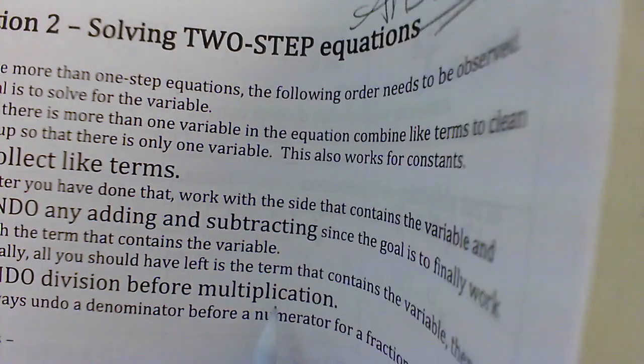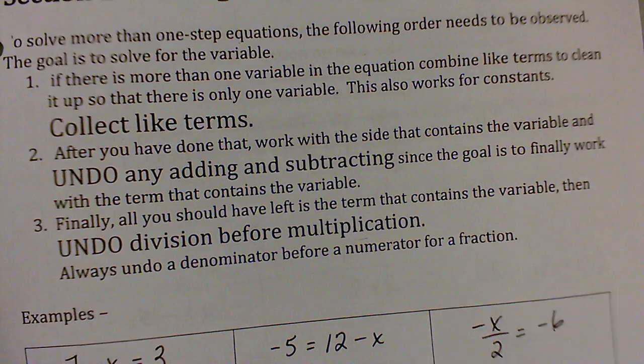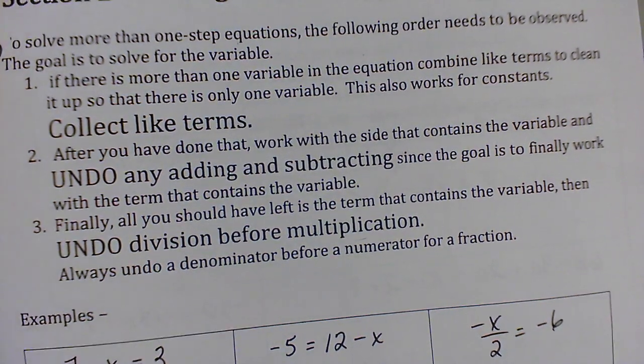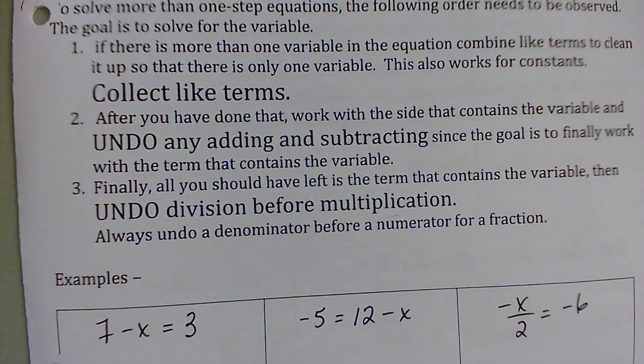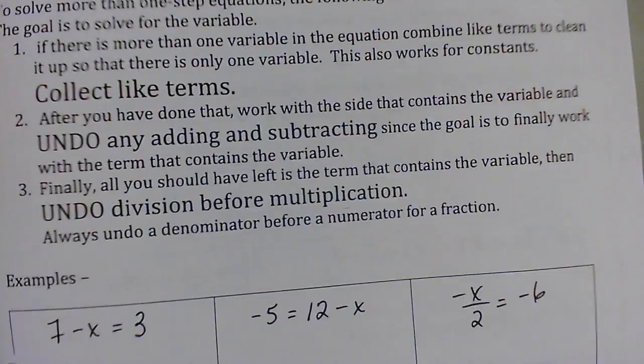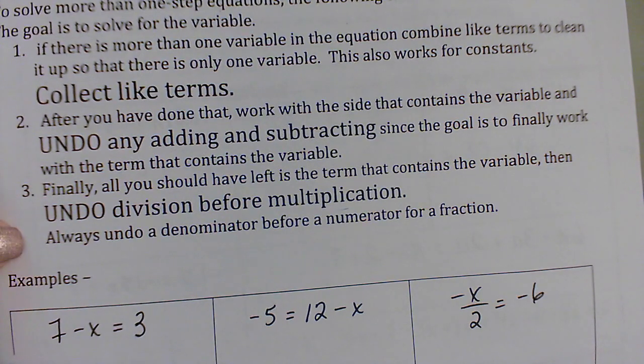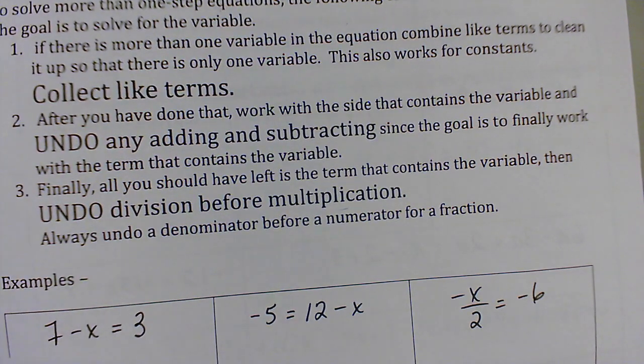Those kinds of questions I think I have on the second page, right? We have some variables, more than one variable. And what we have to do is clean them up first. We have to collect like terms if we happen to have that. After that, we have to do the order of any adding, subtracting, then division, multiplication. So think about what we're doing. We're going opposite of order of operations, BEDMAS, all right?